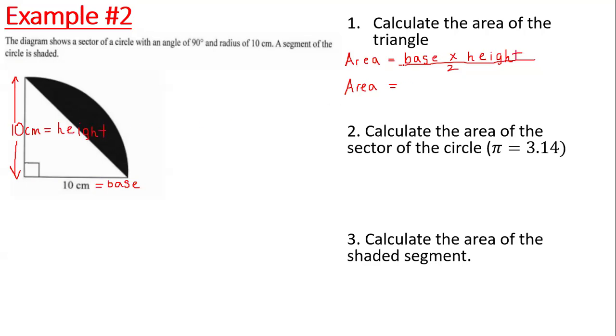So the area, the base is what? The base is 10 centimeters. And the height is what? The height is 10 centimeters. We're going to divide it by 2. So the area is going to be equal to what? 10 times 10 is what? 100. 100, very good. 100 centimeters, what? Centimeters squared, divided by 2. And if you divide 100 by 2, you get what? 50 centimeters squared. Very good, 50 centimeters squared.